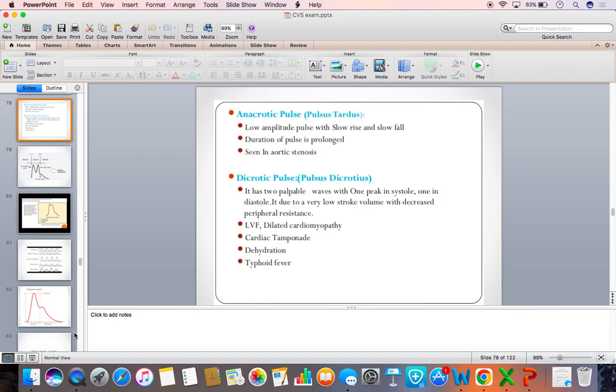Dicrotic pulse wave has two palpable waves, one peak in systole, one in diastole. So observed in left ventricular failure, dilated cardiomyopathy, cardiac tamponade, during severe dehydration and typhoid fever. These wave patterns, as I told you, are difficult to feel, only noted in the pulse tracings.